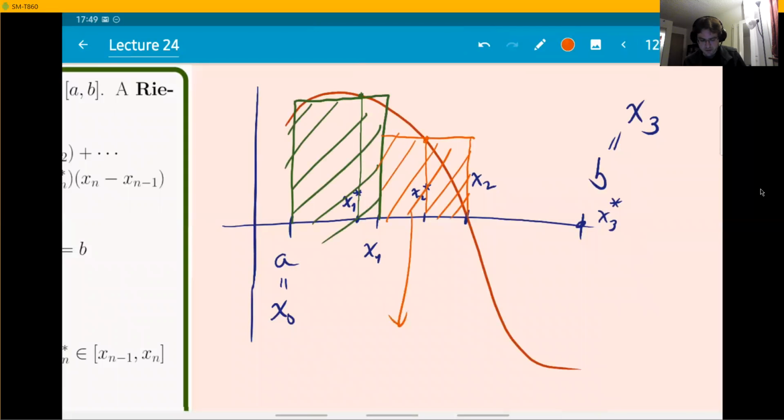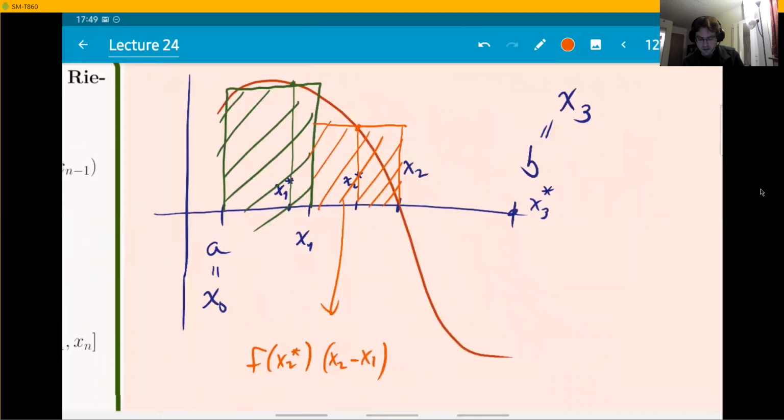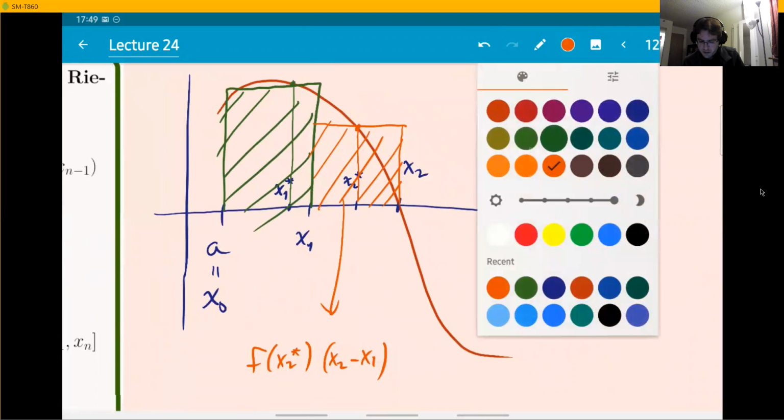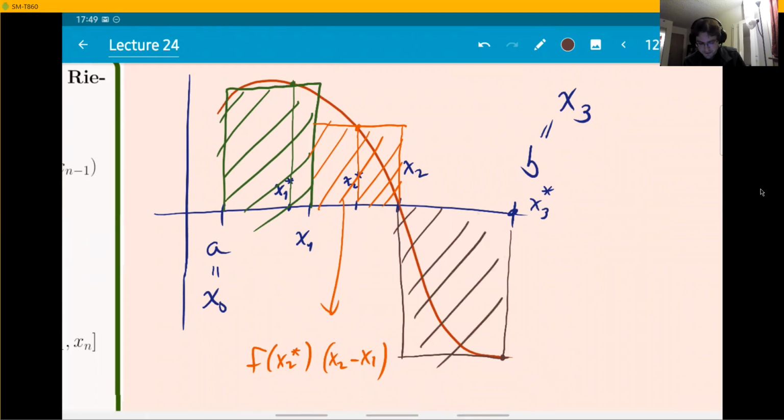Right, so what am I indicating with this? The area of the orange rectangle is height times base. And finally, the third rectangle, I chose x3 star to be exactly equal to x3. The value of x3 star is actually a negative number. So when you consider the area of this rectangle, it's going to be negative. It's going to go into the formula as a negative contribution. But that area is equal to f of x3 star times x3 minus x2.